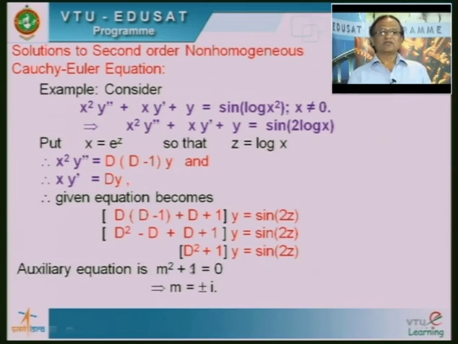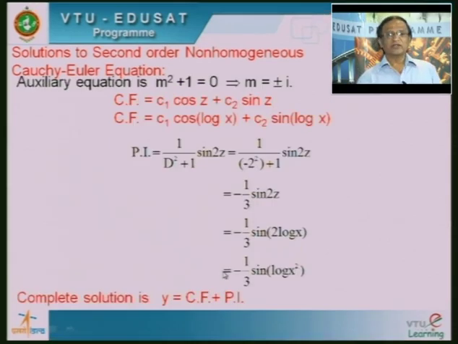Now, you can find out the roots from this equation. So, m square plus 1 is equal to 0. Therefore, m square is equal to minus 1. Therefore, m is equal to plus or minus i are the roots. It means when we observe the roots, we will come to know roots are complex, and we know that when the roots are complex, how we are going to write down the solution of the equation. I can say that complementary function is equal to C1 cos z plus C2 sin z.